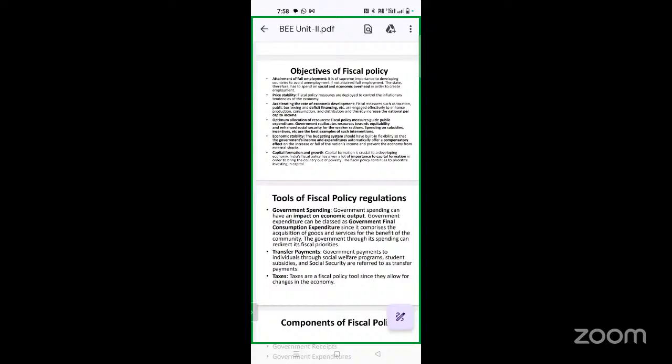Price stability. Fiscal policy measures are deployed to control the inflation tendency of the economy by maintaining price stability. Now we will see price stability.